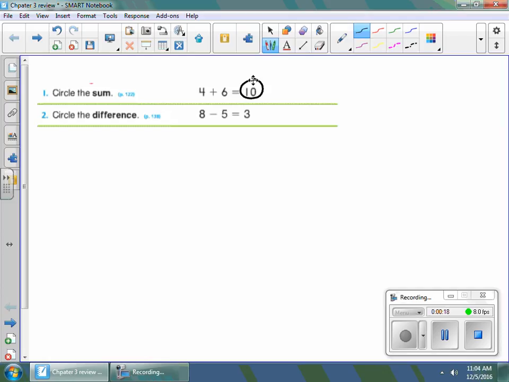Circle the difference. 8 minus 5 equals 3. Which number in that subtraction sentence is the difference, Chris? 3. Good.